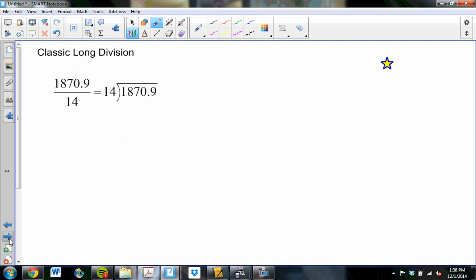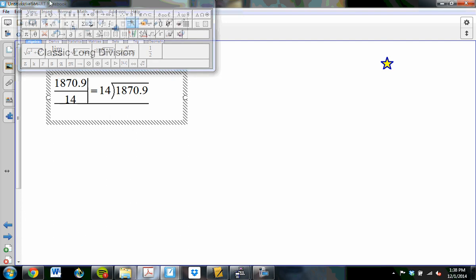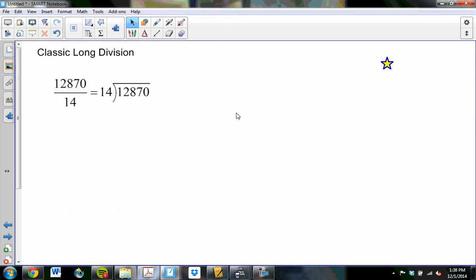Next is long division. Before we do long division, I'm actually going to talk about regular long division instead of our polynomial long division. First, I'm going to clean this up a little bit. I'm going to get rid of this 0.9. If I'm doing 14 into 12,870, 14 into 12,870. Remember, the number on the bottom goes out in front. That can often be confusing where to start. This number goes on the front.